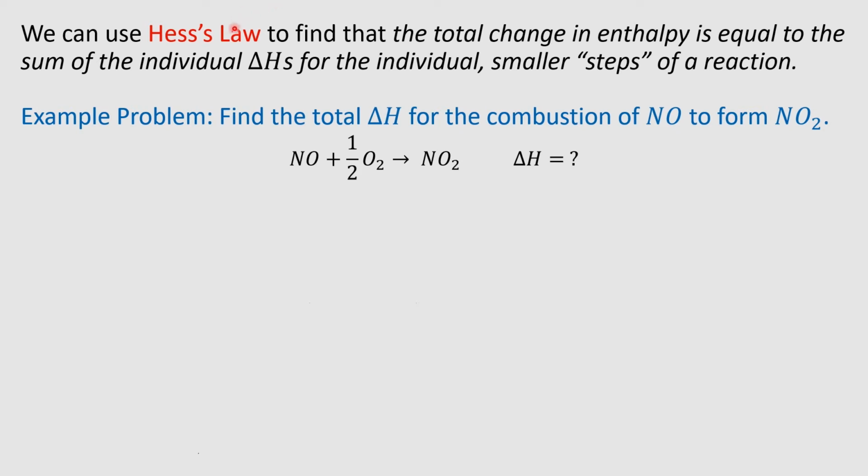So we can actually use Hess's law to find the total change in enthalpy, because sometimes we're going to want to know how the heat changes over a large reaction. We can use Hess's law to know the total change in enthalpy over an entire reaction, because remember that some complex reactions are actually broken down into little mini reactions that occur along the way. Well, those individual changes in enthalpy, if we add them all together, equal the total change in enthalpy for the larger reaction. So before I get into this example problem, a quick citation.